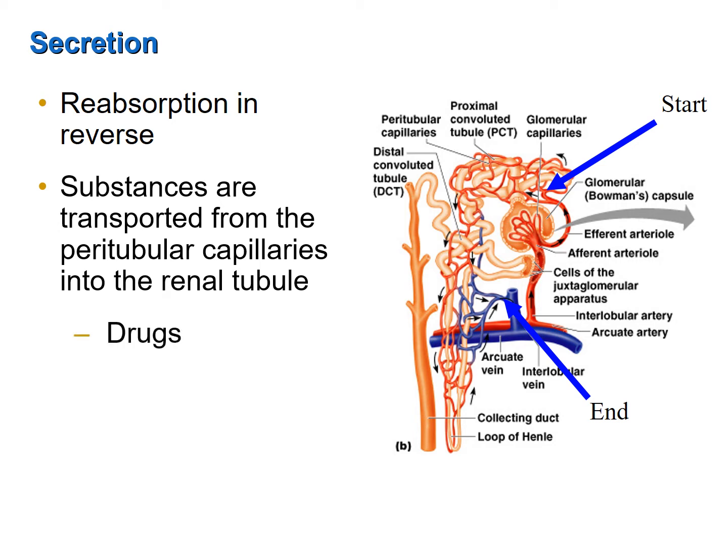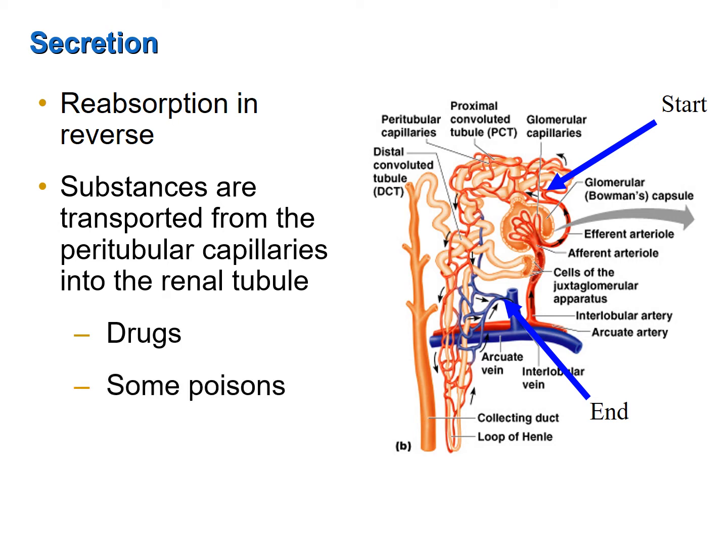Substances such as drugs. Many drugs are cleared from the blood by secretion. Anyone who has taken penicillin has experienced this, as the urine typically takes on a sort of moldy, musty smell. The body is so good at clearing penicillin and other drugs from the blood that you typically have to take several doses daily.